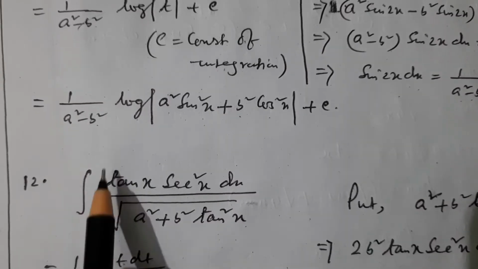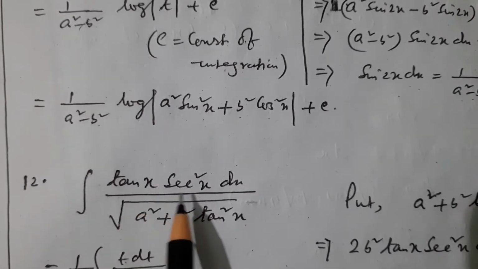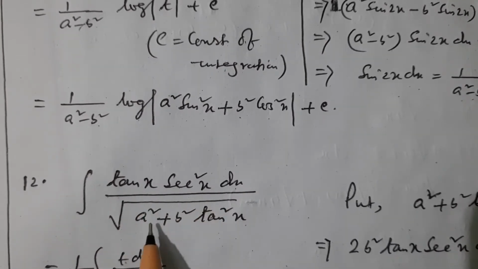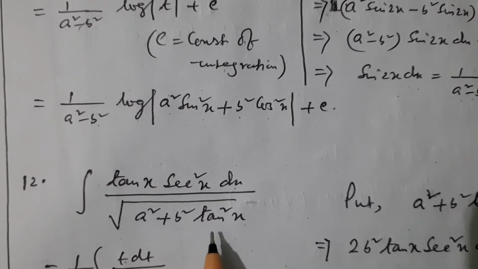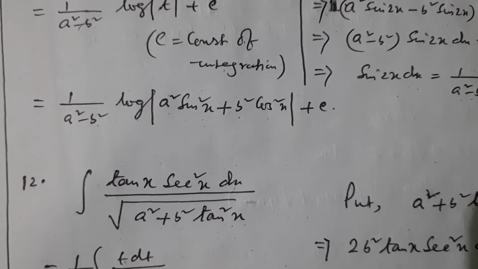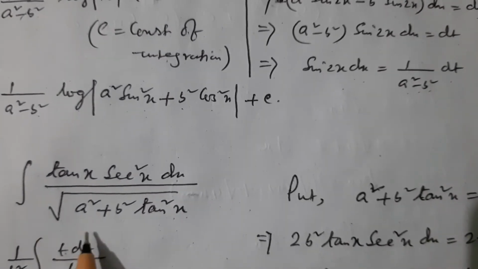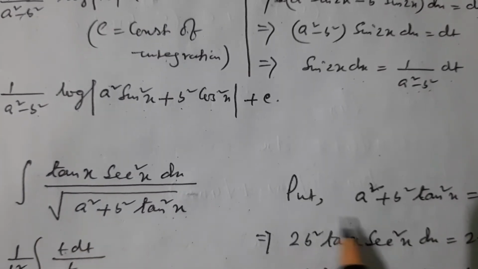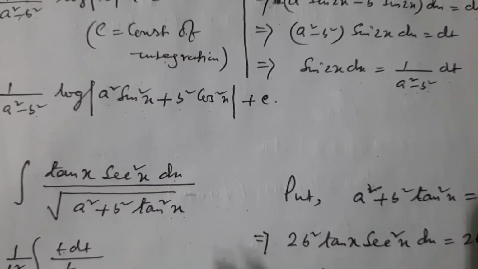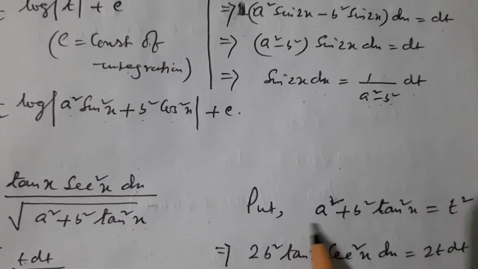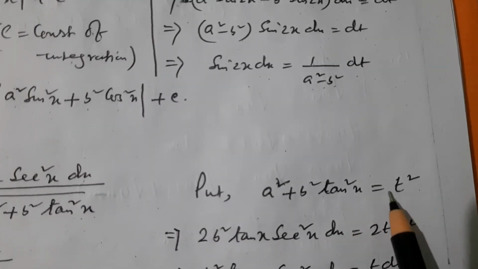Question number 12. Integration of tan x sec square x dx divided by square root of a square plus b square tan square x. We substitute the function which is under the square root: a square plus b square tan square x equals t square.